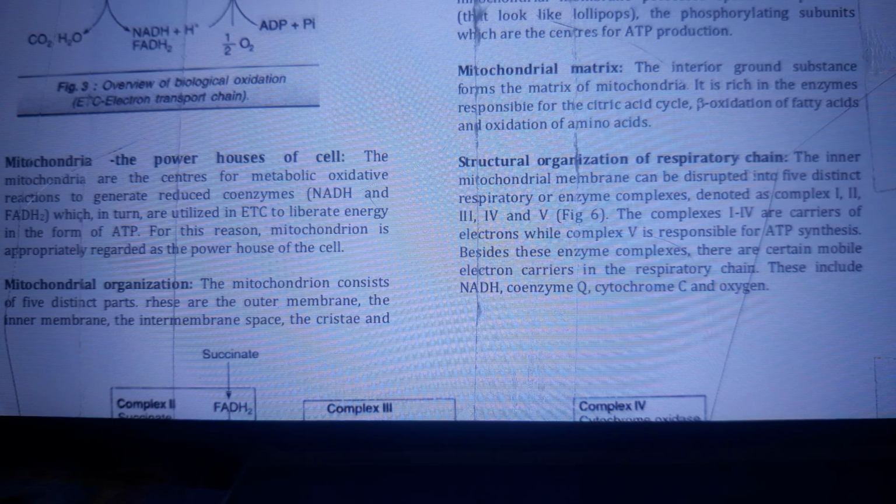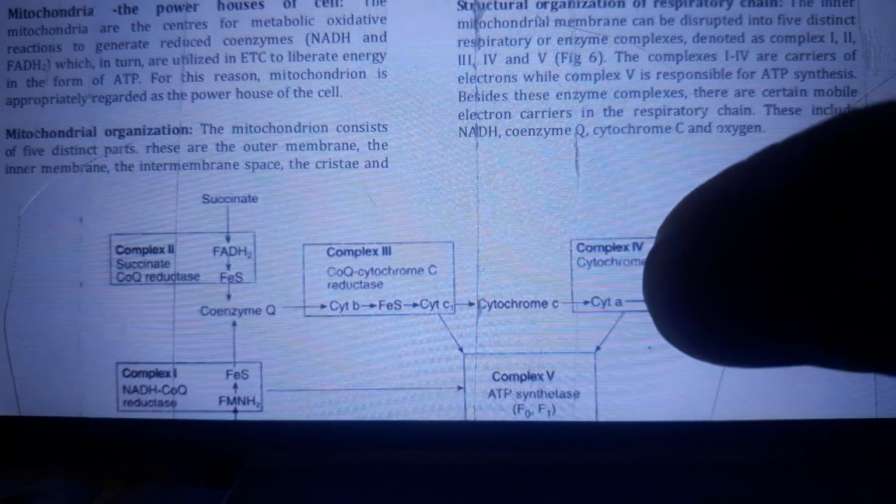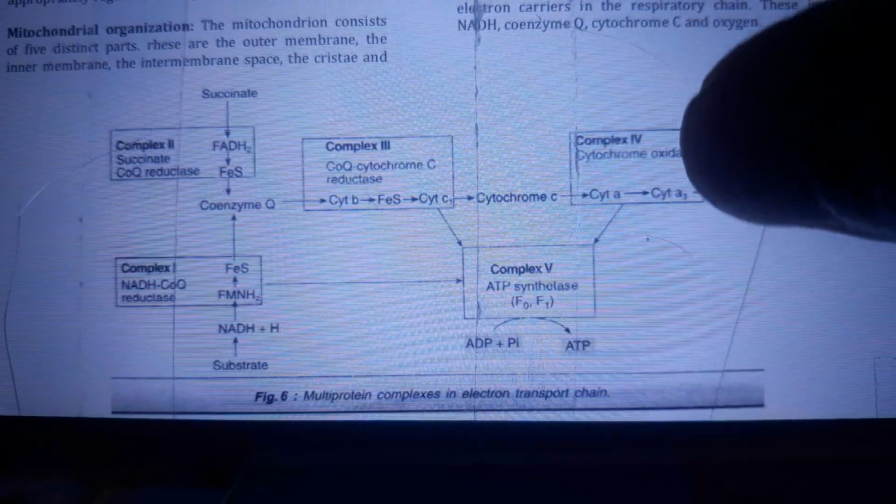The inner surface of the inner mitochondrial membrane possesses specialized particles. They look like lollipops. These are the phosphorylating subunits, which are the centers for ATP production. The mitochondrial matrix, the inner ground substance, forms the matrix of the mitochondria. It is rich in the enzymes responsible for the citric acid cycle, beta oxidation of fatty acids and oxidation of amino acids. Structural organization of the respiratory chain.